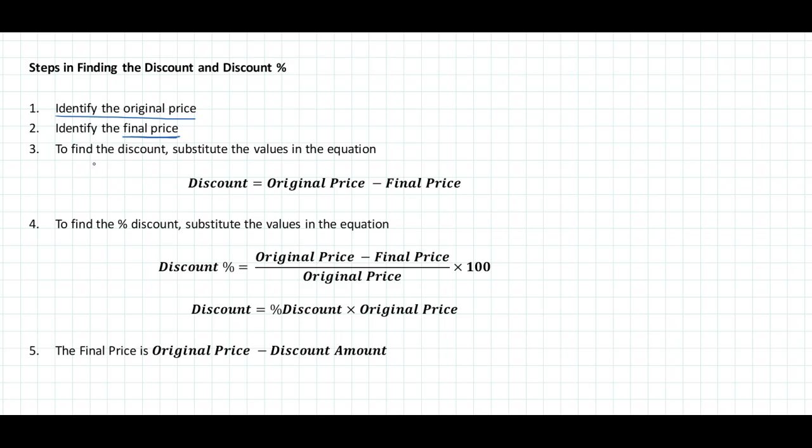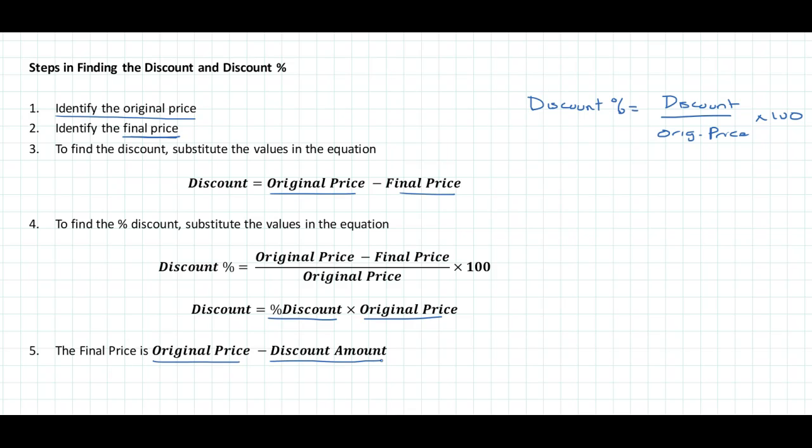So let's look at step 3 here. To find the discount, we substitute the values. The discount is your original price minus your final price. What about the percent discount? We've seen this formula before. Discount percent is going to be your discount divided by your original price multiplied by 100. And then your discount is your percent discount multiplied by the original price. That will tell you the discount. And finally, your final price is going to be your original price minus your discount amount.